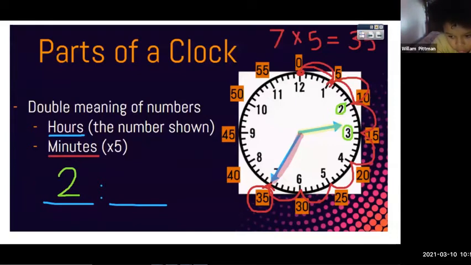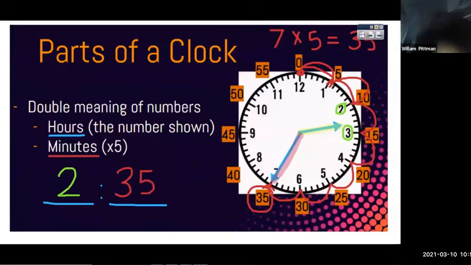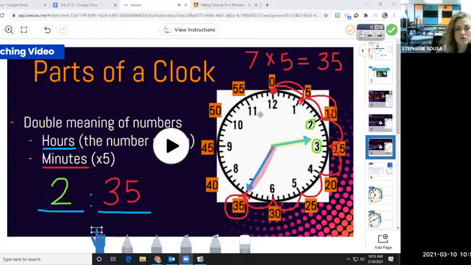Our hour hand is pointing past the 2, so we know it's in the 2 o'clock hour. Our minute hand is pointing at 35 minutes. Our time shows 2 o'clock and 35 minutes, or 2:35. All right, so 2:35 there. Any questions on what we just saw or understanding?